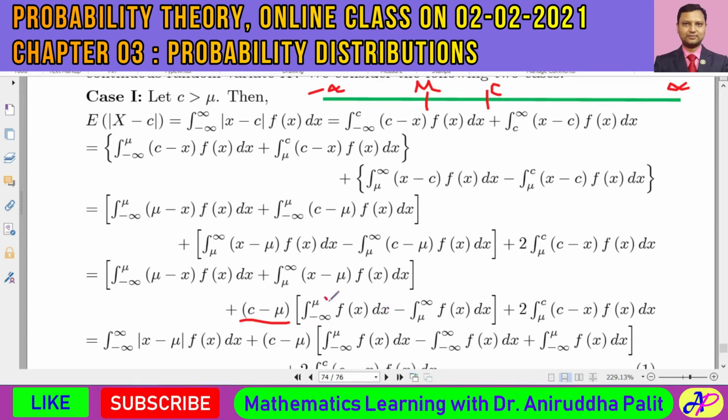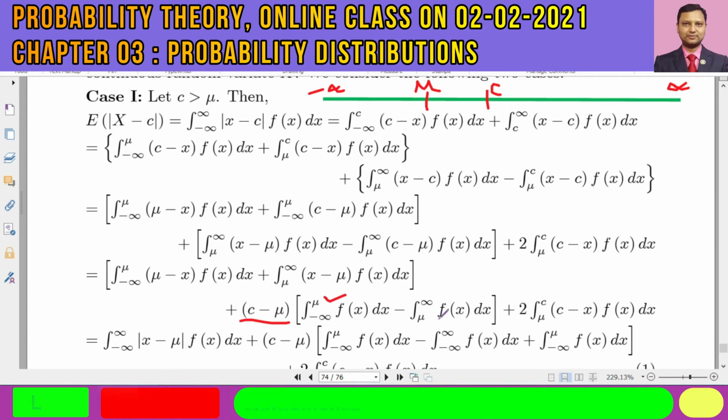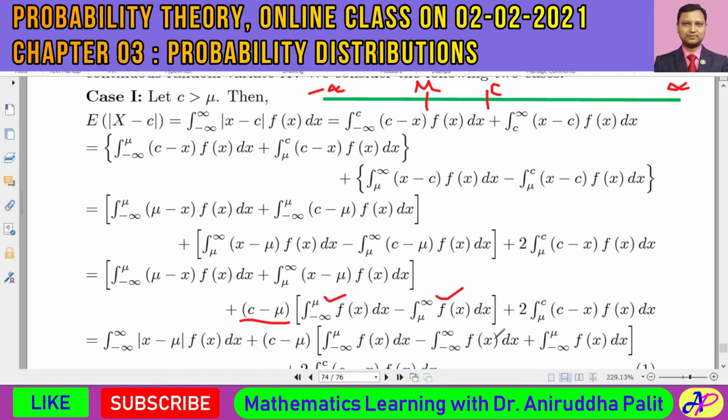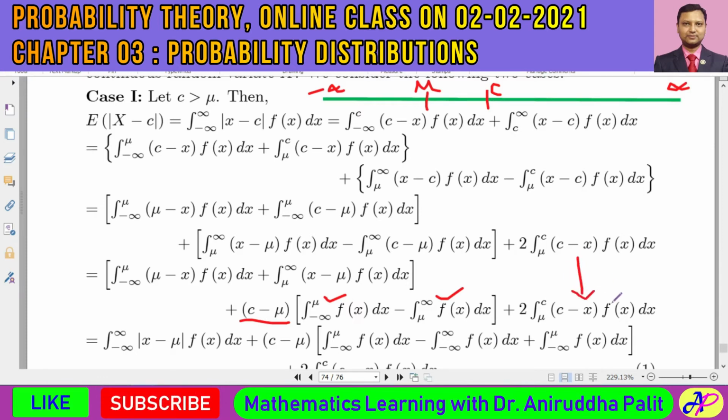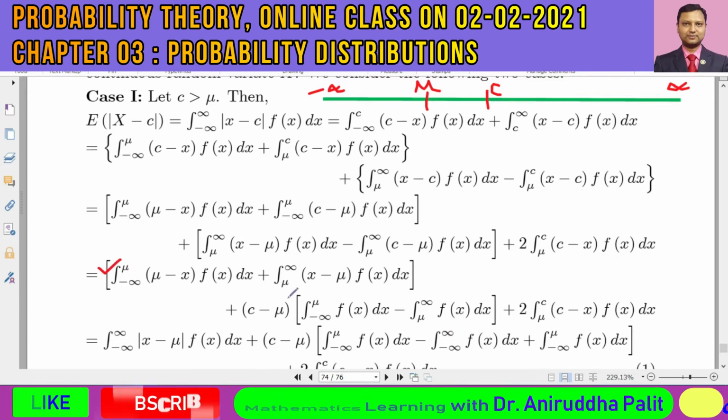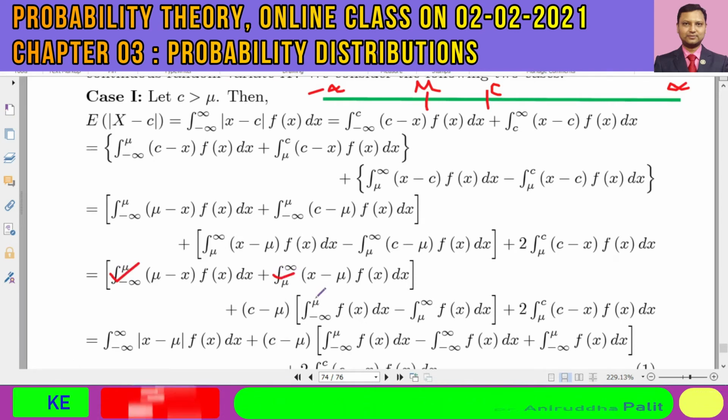Then what we have is the integral from minus infinity to mu of fx dx, and this integral becomes from mu to infinity fx dx. The remaining term is not changed at all, it remains the same. Then, this expression written within this third bracket, within this box: this is the integral from minus infinity to mu, and this is the integral from mu to infinity.